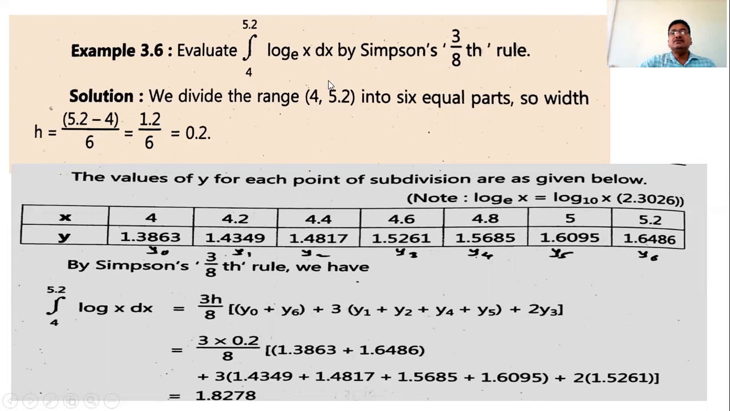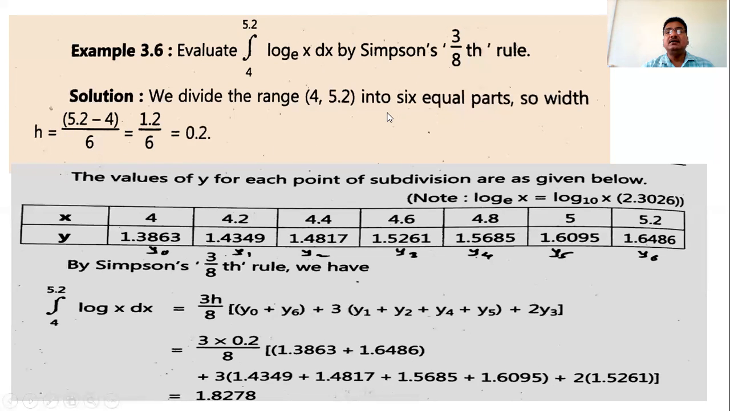Here we have to divide the interval 4 to 5.2 into either 3 parts, 6 parts, or 9 parts, because we have to use Simpson's 3/8 rule. So divide this interval into 6 equal parts. That is, take n equal to 6, a is 4, b is 5.2. So h is (b minus a) by n.